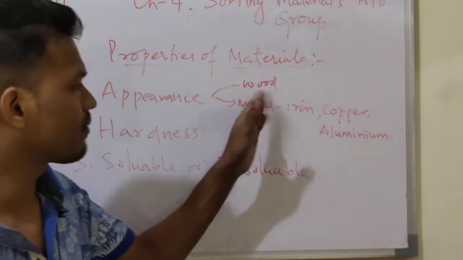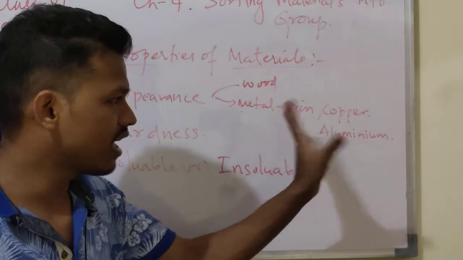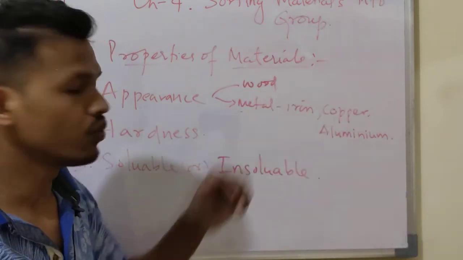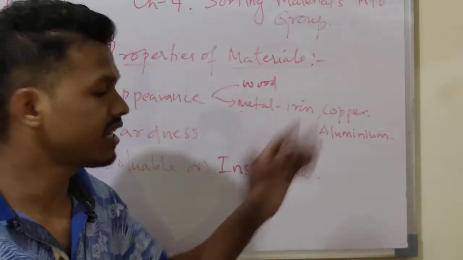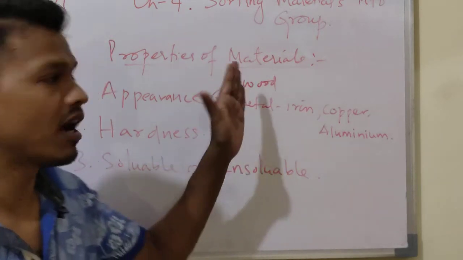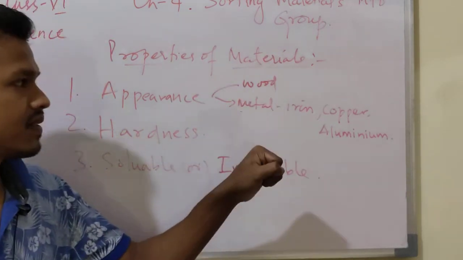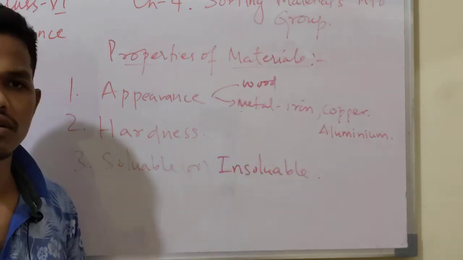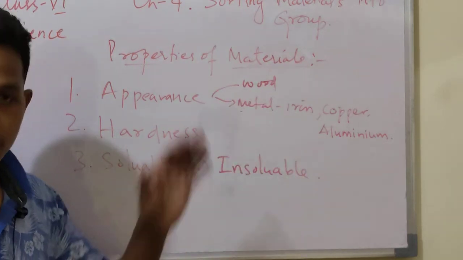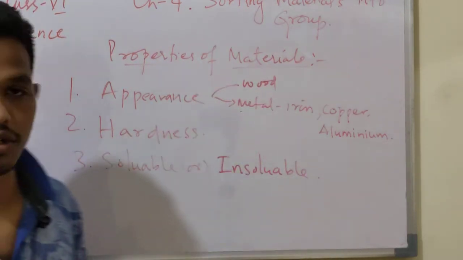So what are the similar properties? Iron, copper, aluminum have some similar properties, but wood is different from metal. If you compare hardness, iron is very strong, while wood is not as strong as iron. So we will study the next properties.